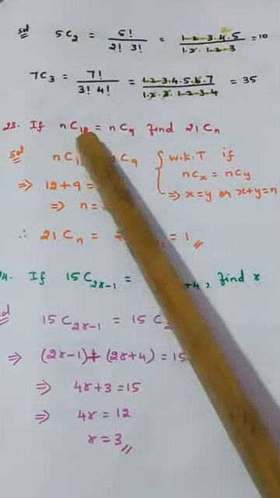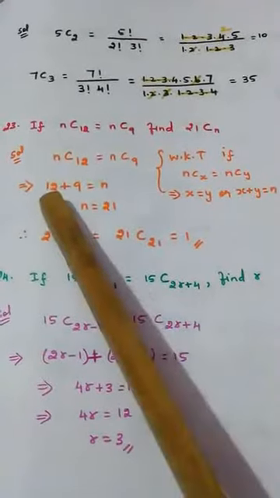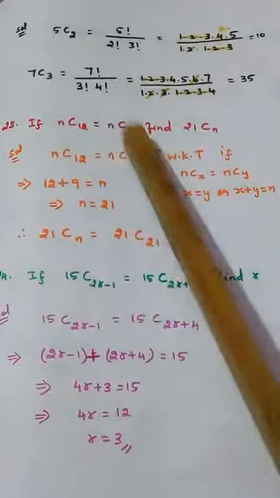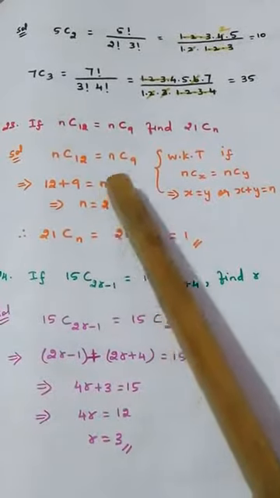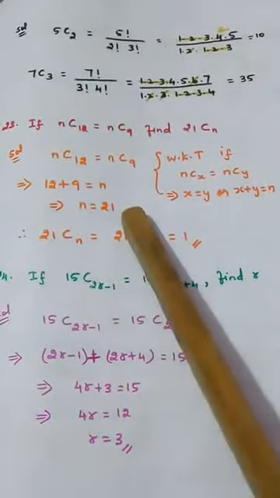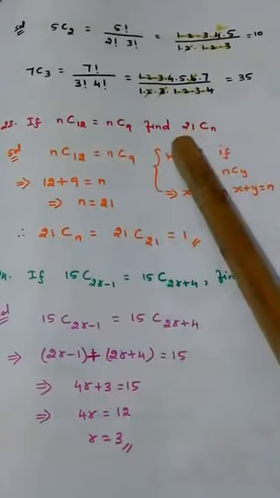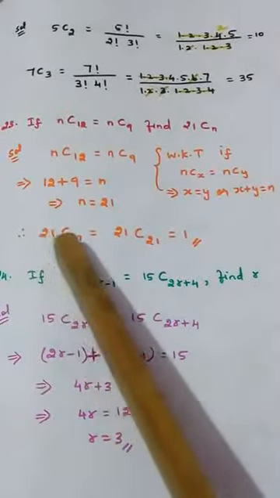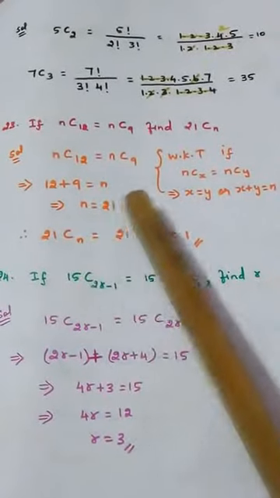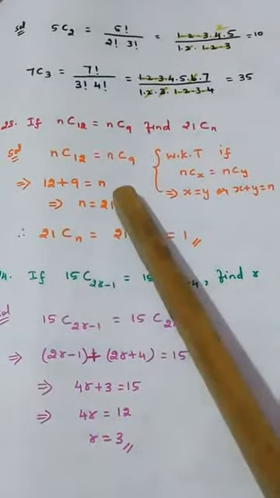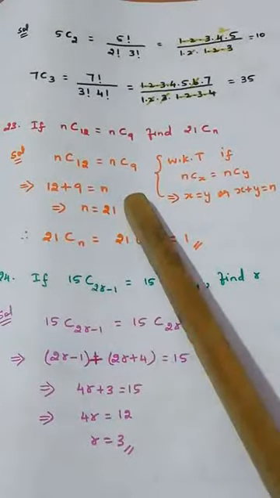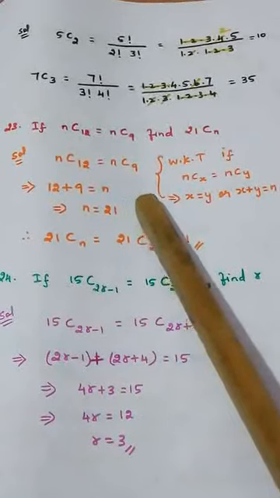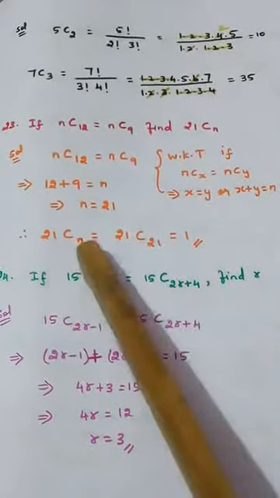What is x? 12. What is y? 9. So I am writing 12 plus 9. When I add these two, it should be equal to n. So we are getting the n value as 21. What actually do we need to find? Find 21Cn. So we are finding 21Cn, where n is replaced by 21 because we found just now that the answer for n is 21. So substitute 21 in place of n.